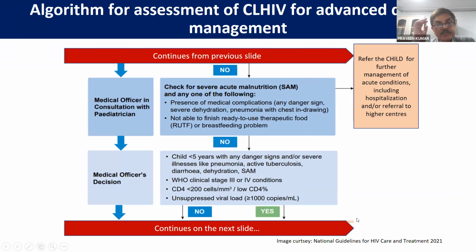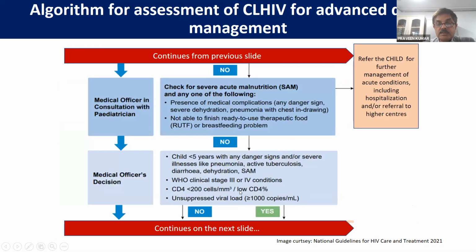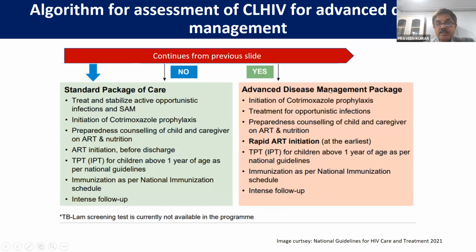So if the child is less than 5 years with any of these conditions, or there is an advanced clinical condition, stage 3 or 4, or if there is a CD4 count which is less than 200, or there is unsuppressed viral load, then we will manage them as per advanced disease management practice. In this, most of the things are similar to the standard package where you do not have evidence of advanced disease or morbidity. But at the same time, in this advanced disease management package, you have to make sure that you are able to start ART rapidly, at the earliest.